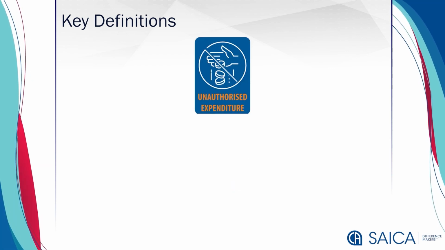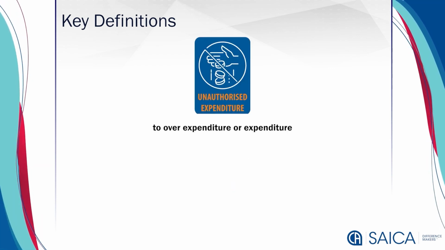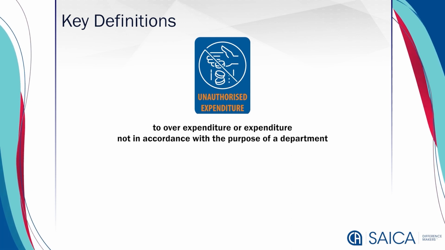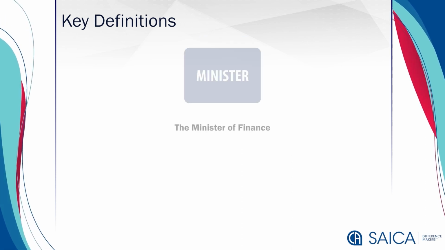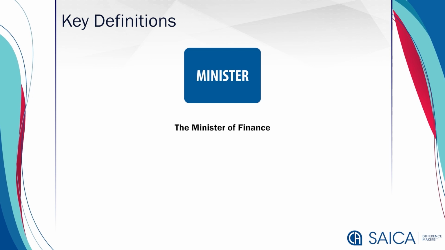Unauthorized expenditure refers to over-expenditure or expenditure not in accordance with the purpose of a department. Minister means the Minister of Finance.